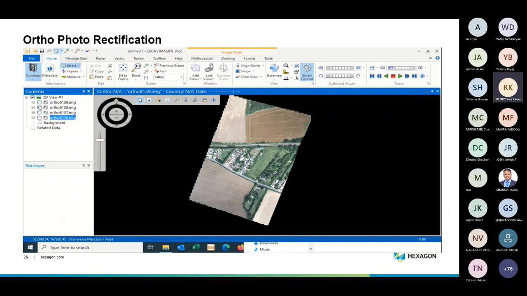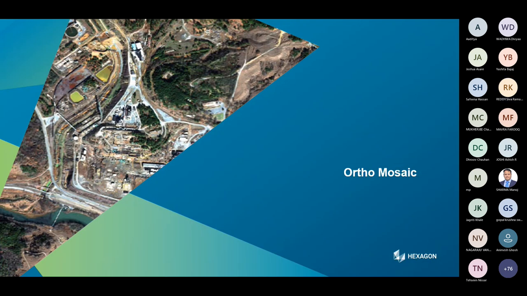So now we have a number of images. Now I have 100 photos. I have created the DEM and I have created ortho rectification of 100 images. Now I want to make it a single image because using 100 images would not be handy and it is difficult to use. So now I want to make it a single image. It is called ortho mosaic. Ortho mosaic is nothing but merging multiple images into a single one.